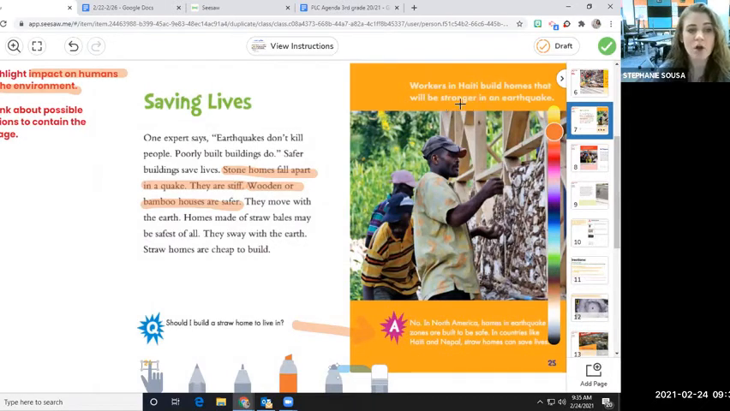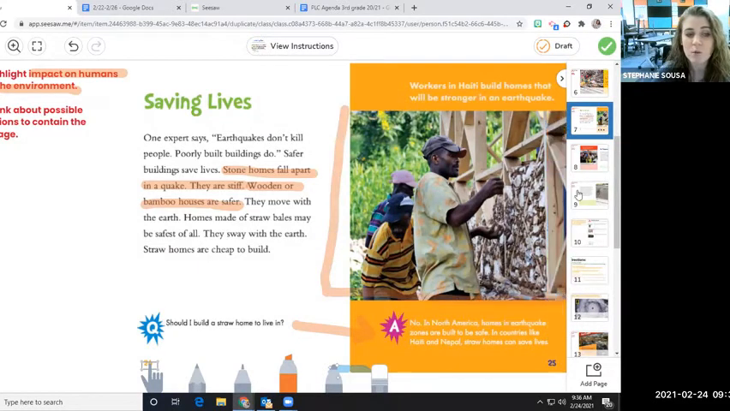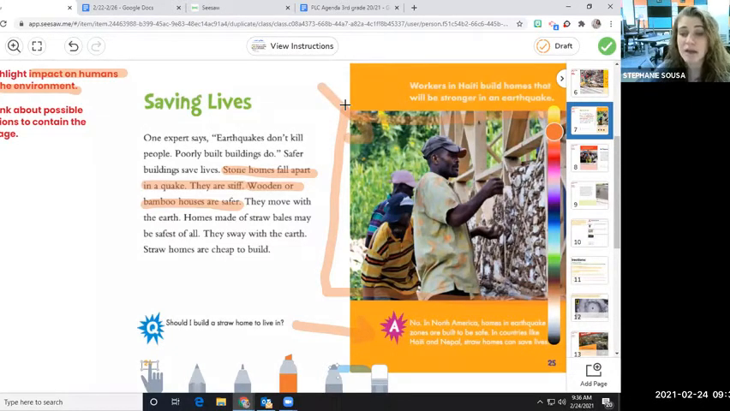Workers in Haiti build homes that will be stronger in an earthquake. Okay, so this is some of the repair that's still happening, where people who lost homes are now building them differently so that if it happens again, the devastation isn't as bad. So this is an example of something that you guys could think about when you're engineering your solutions. They're doing this before another earthquake happens so that when an earthquake happens, they remain more safe.